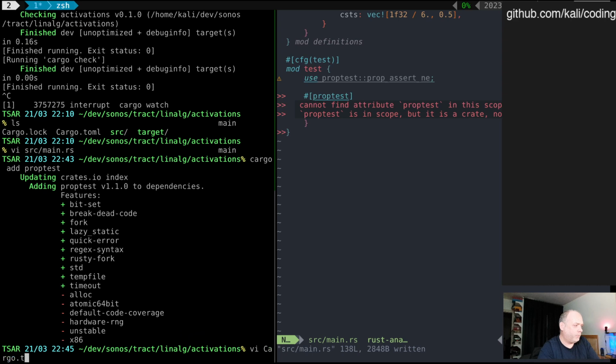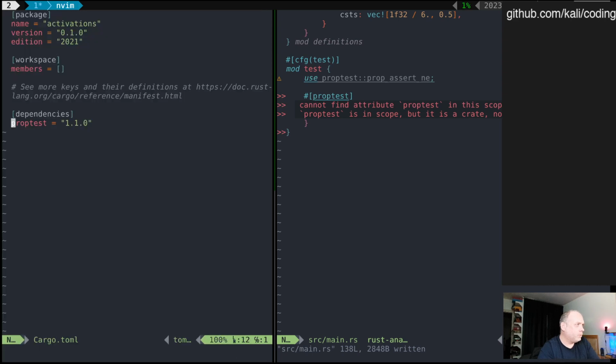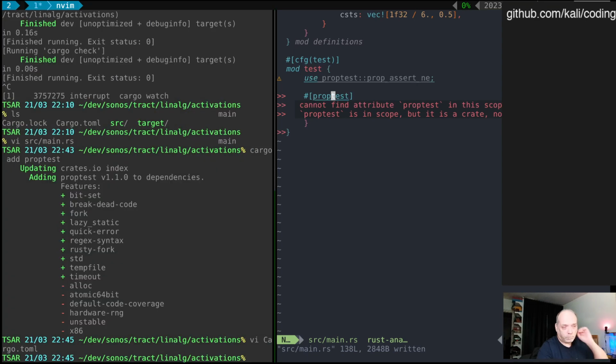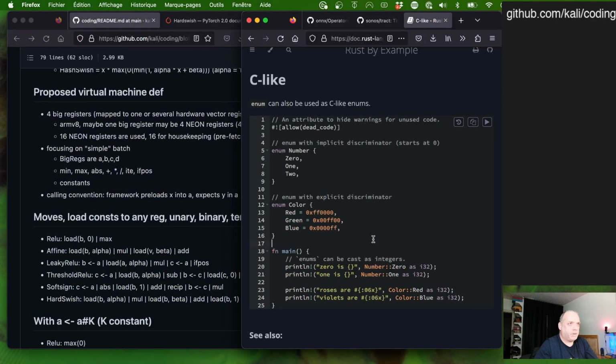So prop test is really for testing, so we'll move it to dev dependencies. And something not good, maybe something like that. Nope. Okay, let's have a look at the documentation for prop test.